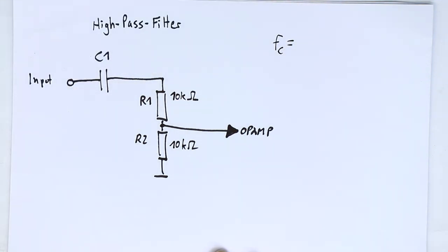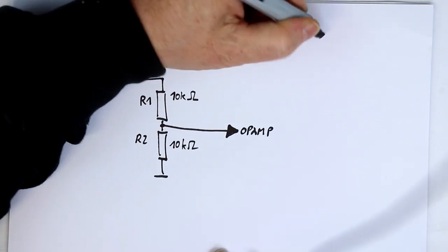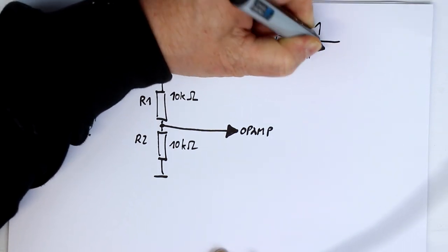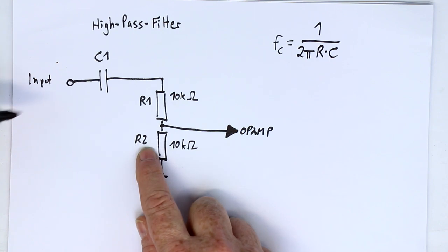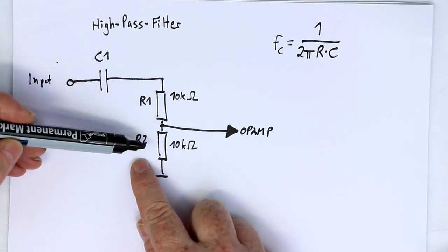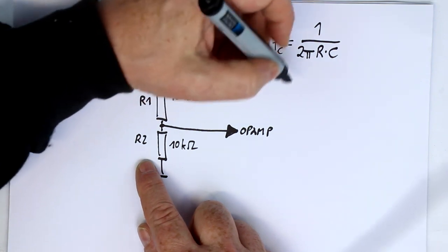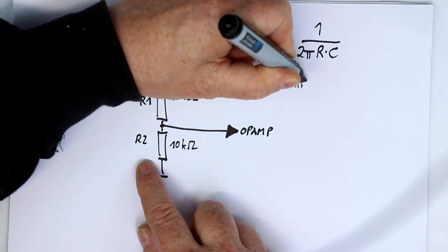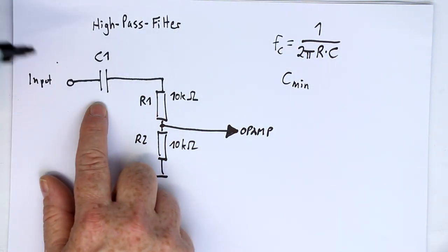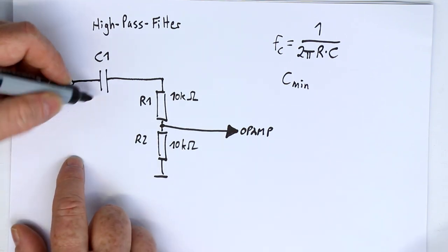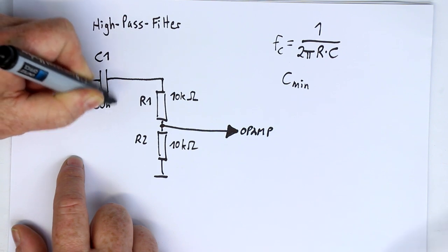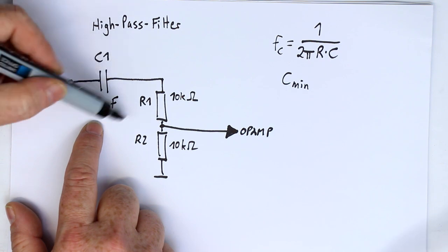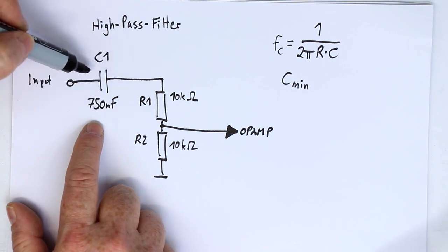The formula, of course, is the same: 1 over 2 pi times R times C. But this time R is not R2, but the sum of R1 and R2. If we put in the values, we get a minimum required capacitance for C1 to give our desired flatness, first of all, of not 1.5 microfarad, but 750 nanofarad. And when we choose the double value, we don't get a corner frequency of 11 Hz, but 5.5 Hz.